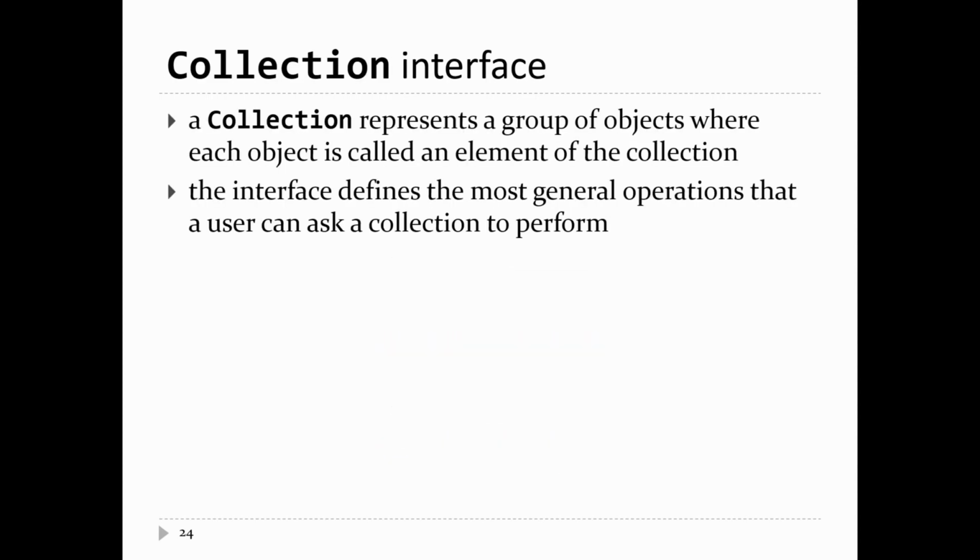Okay, so what's a collection? Well, a collection is just a bunch of stuff. There could be duplicate elements in the bunch of stuff. There may not be duplicate elements in the bunch of stuff. So a collection is just a group of objects where each object is called an element. And so the collection interface defines the most general operations that someone can ask a collection to perform. So if you had a collection of stuff, what might you want to ask the collection?